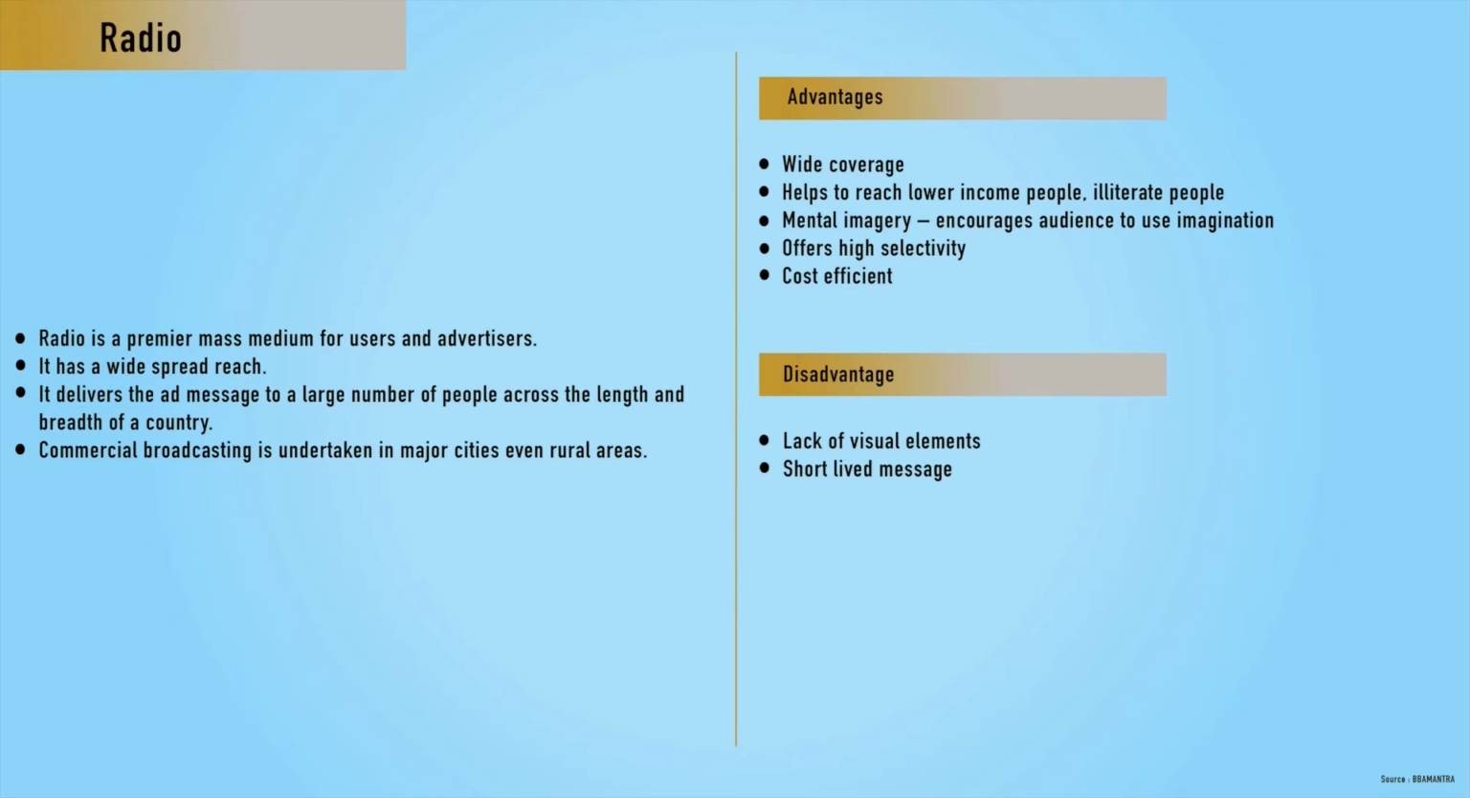In the US, people use radio more than television and newspapers because while driving and while cooking, they can hear what is happening in the world through radio. It delivers the ad message to a large number of people across the length and breadth of a country. So commercial broadcasting is undertaken in major cities, even rural areas. That is the major advantage.